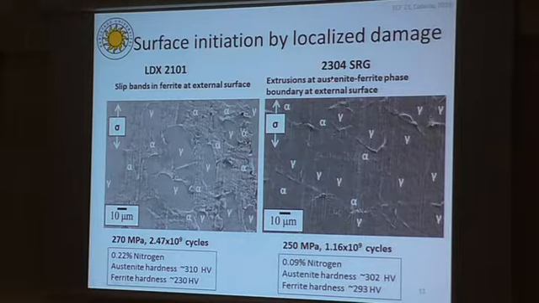In comparison, for the 2304 SRG grade, the damage was mainly observed along the phase boundaries in the form of extrusions. And for this material, the balance of strength between the two phases means that the damage was accumulated mainly at the phase boundaries.